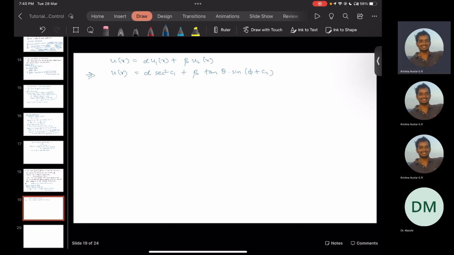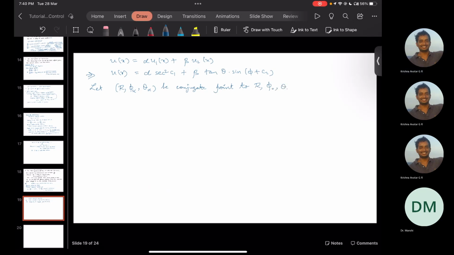Fine. Because the linearly independent solution doesn't care if it's positive or negative. That positive and negative sign gets absorbed in the multiplying factors that we have used, which are alpha and beta here. Now let R, phi kappa, theta kappa be a conjugate point to R, phi naught, theta naught.